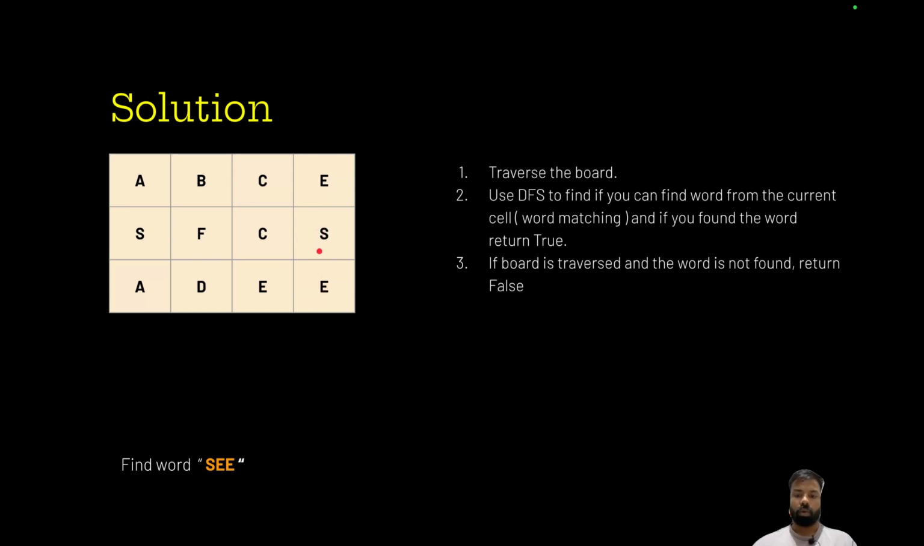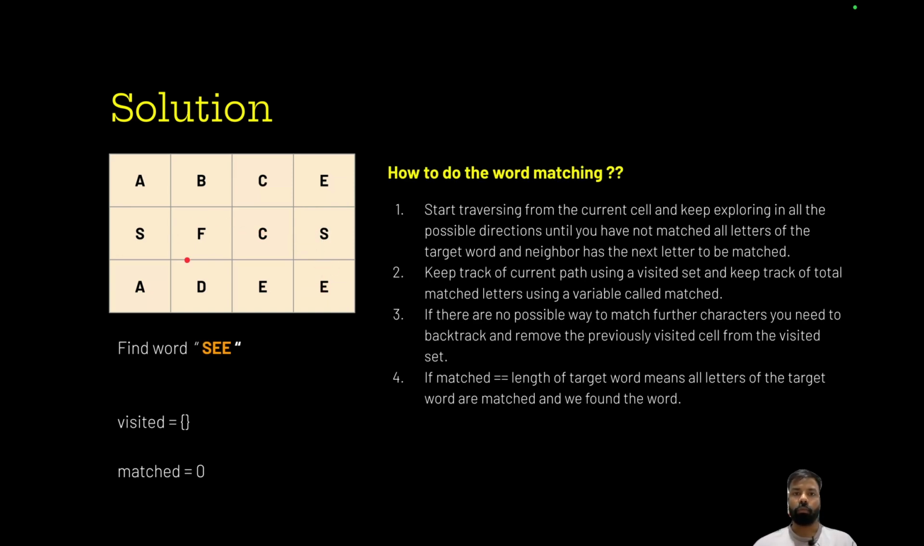So how will I do the word matching? Suppose I have this word, then how will I match these letters? For this, we will be doing DFS. We will be taking a visited set, and that is going to help us keep track of all the letters that we have already visited, so we do not reuse them.